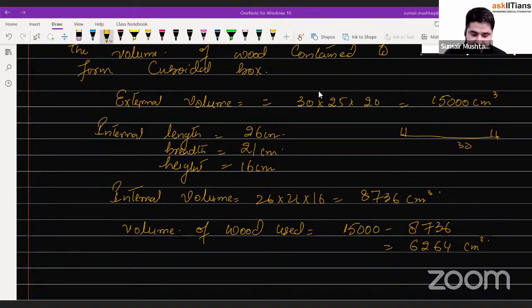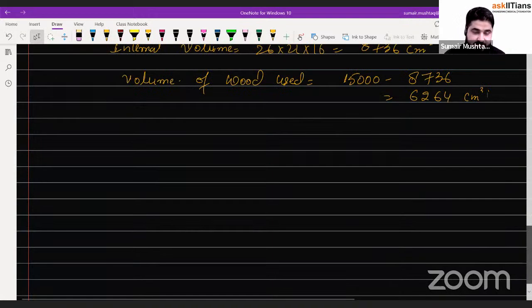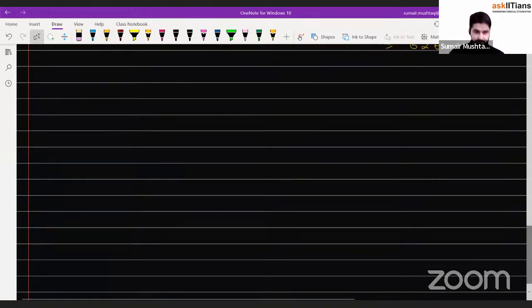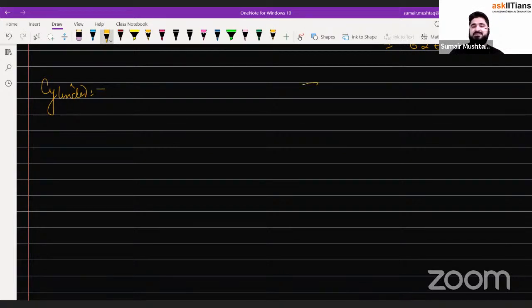Okay, fine. Now let's go to the next part. Next solid surface, that's a cylinder. Let's go through the dimensions of the cylinder. So this is your right circular cylinder. This is its height. This is its radius.